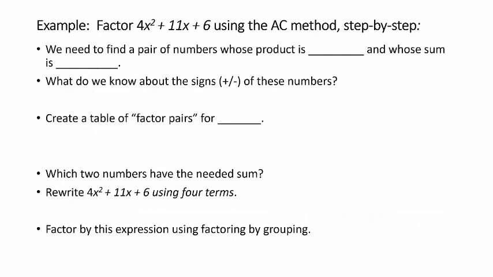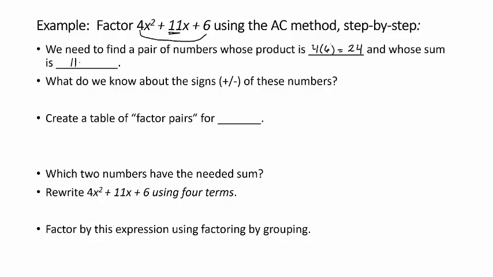So the first example here, we're going to factor 4x squared plus 11x plus 6 using the AC method step by step. So we need to find a pair of numbers whose product is, what's A and what's C? 4 and 6. So 4 times 6 is 24. So we need to find a pair of numbers whose product is 24 and whose sum is 11.